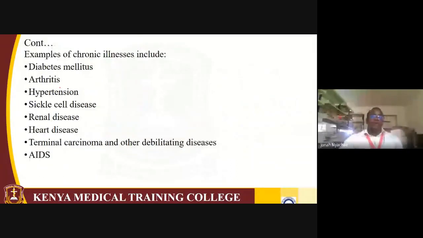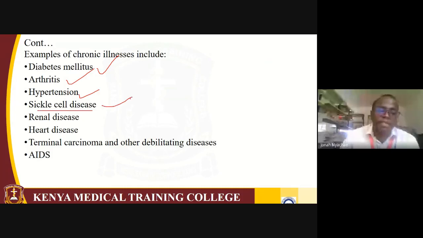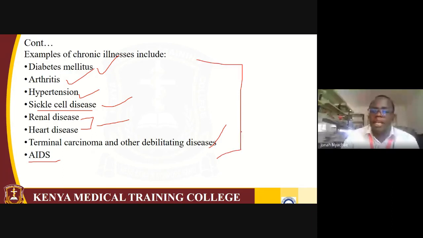An example here, we're talking about persons with diabetes. You don't have to wait for a person with diabetes to come to the healthcare facility. You can visit them at their homes. You just have a schedule, the few of you working in a health center or a dispensary, to go around and assist these chronic illness patients: arthritis, hypertension, sickle cell disease, renal and heart diseases. We have terminal carcinoma and other debilitating diseases. We have AIDS. All these are just examples. We have others.